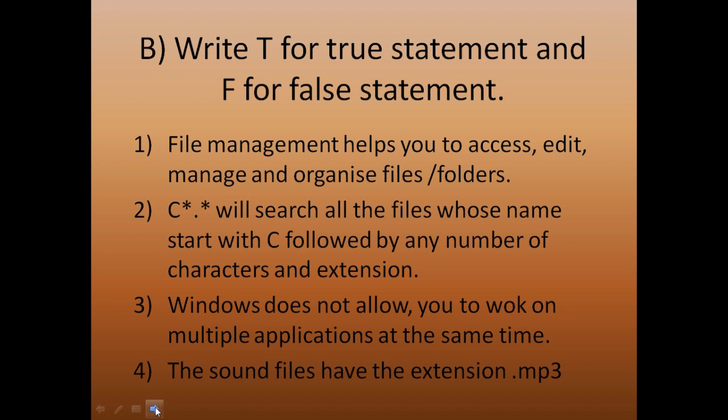Number 2, capital C, then inside, the asterisk sign, dot is there. Will search all the files whose name starts with C, that's capital C, followed by any number of characters and extension. Number 3, Windows does not allow you to work on multiple applications at the same time. Children, that is work, W-O-R-K. It's not W-O-K, it's W-O-R-K, work.